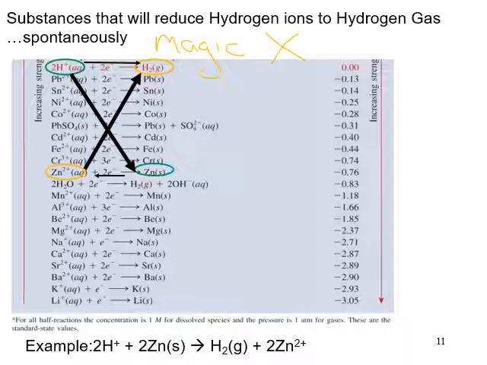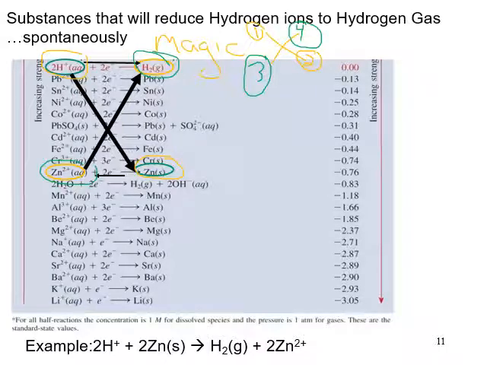So we just picked two half reactions in here. The reactants are going to start with number 1. This is the reactant, and then the other reactant is going to be number 2. So this would be the other reactant in the spontaneous chemical reaction between hydrogen and zinc. The products are going to be 3 and 4. So here are the products, 3 and 4.